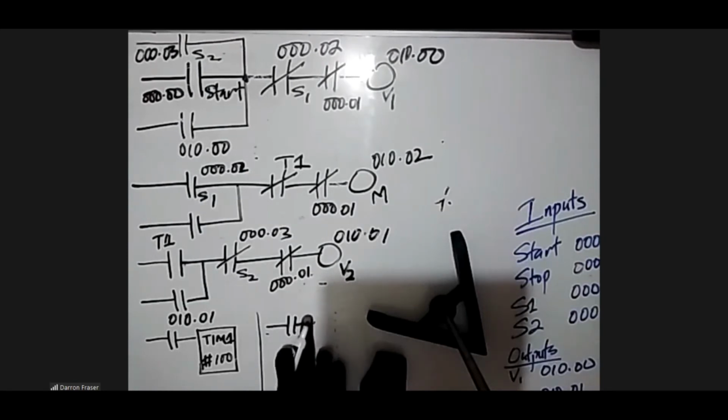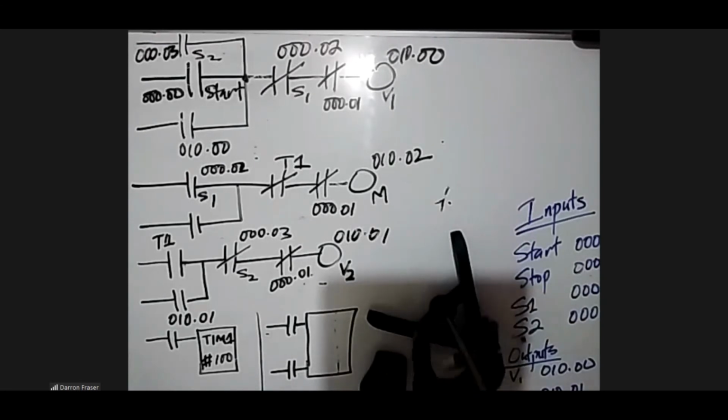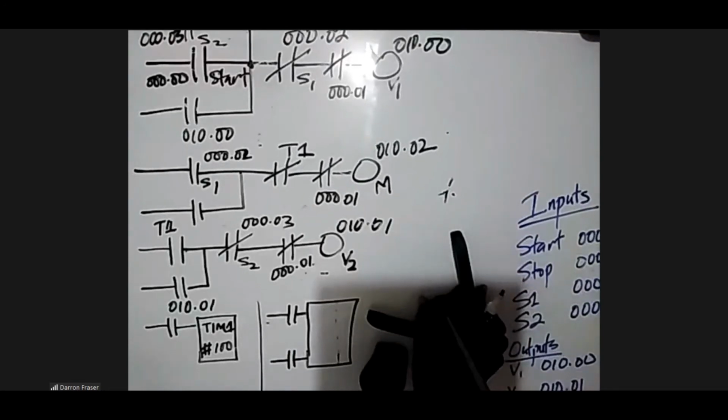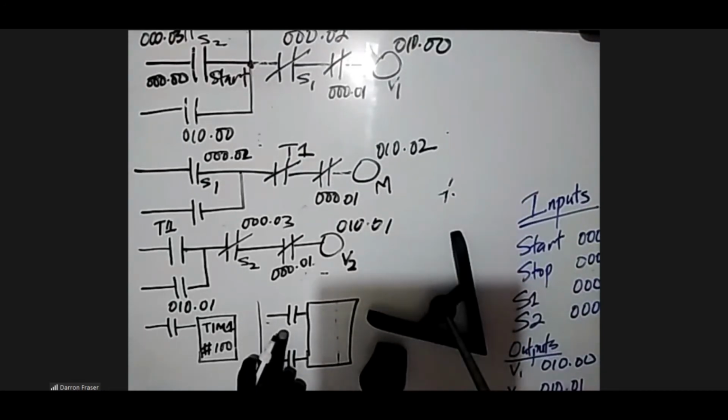But there are 2 things for this run counter specifically: every counter has 2 inputs. It has a start input and it has a reset input. And the symbol for it is CNT.